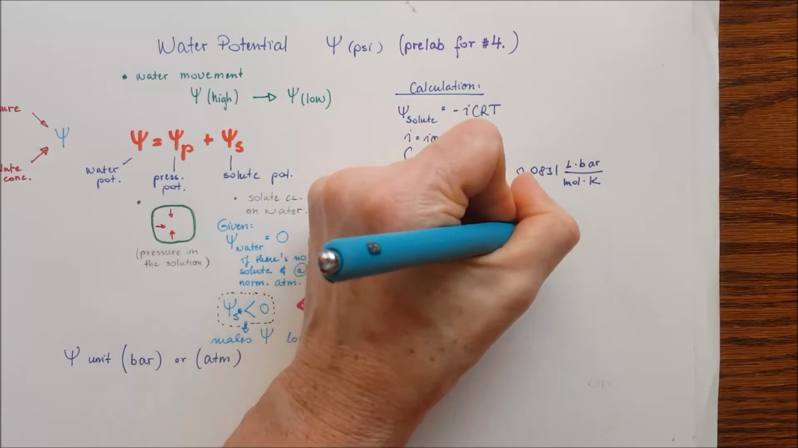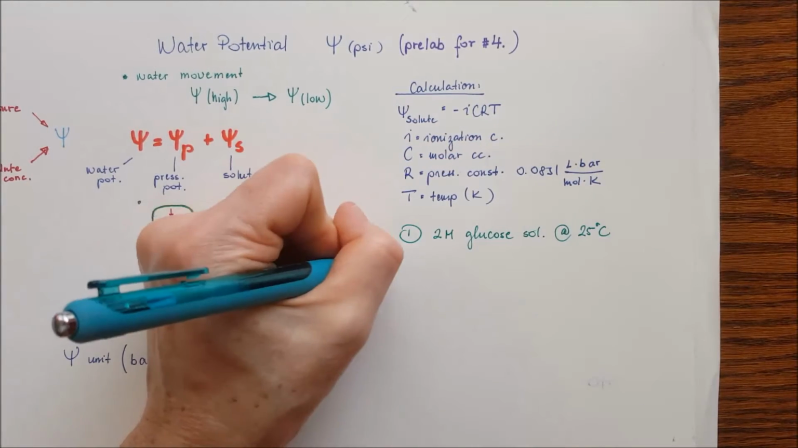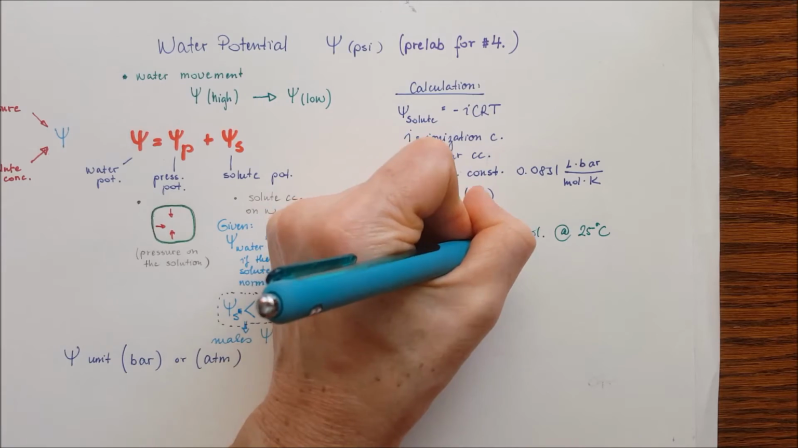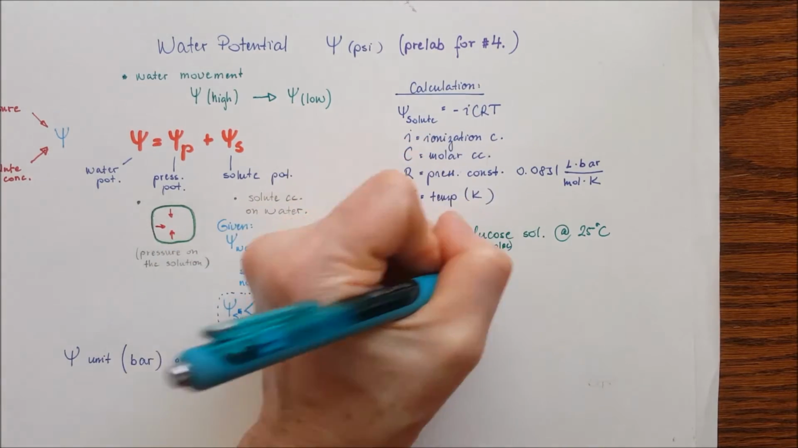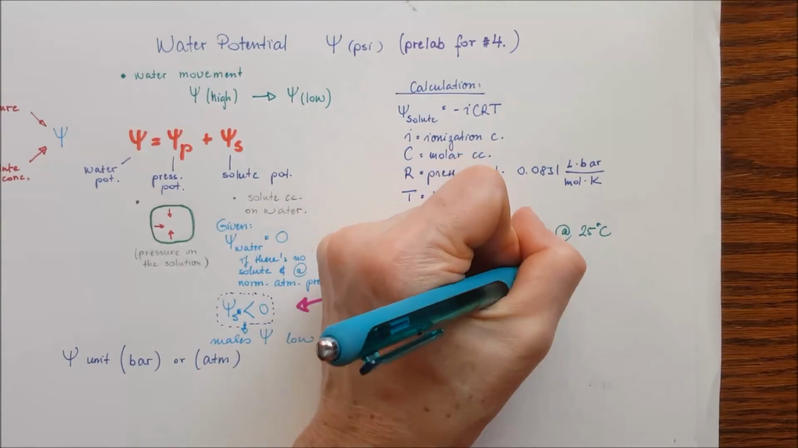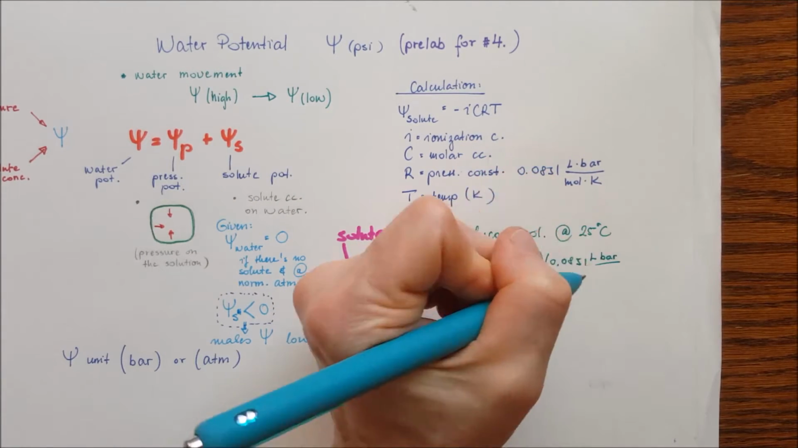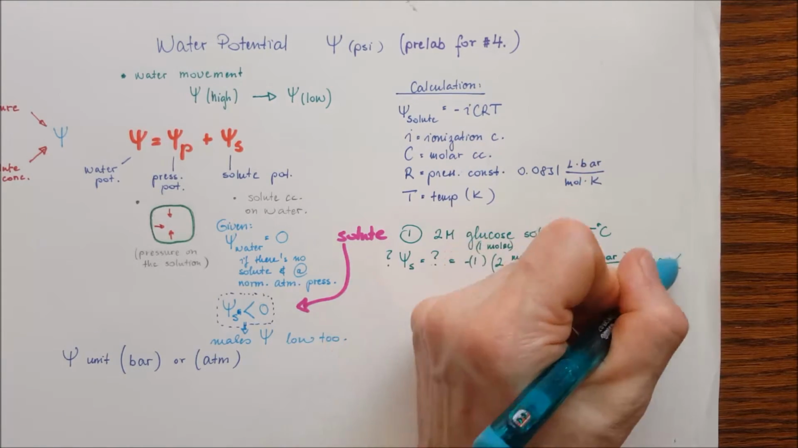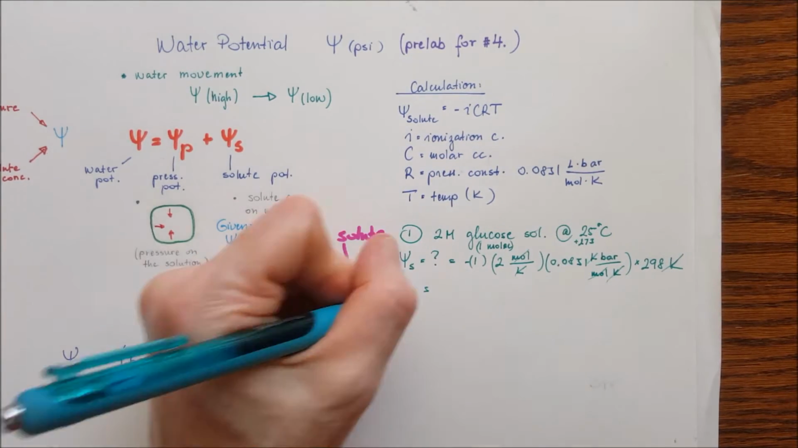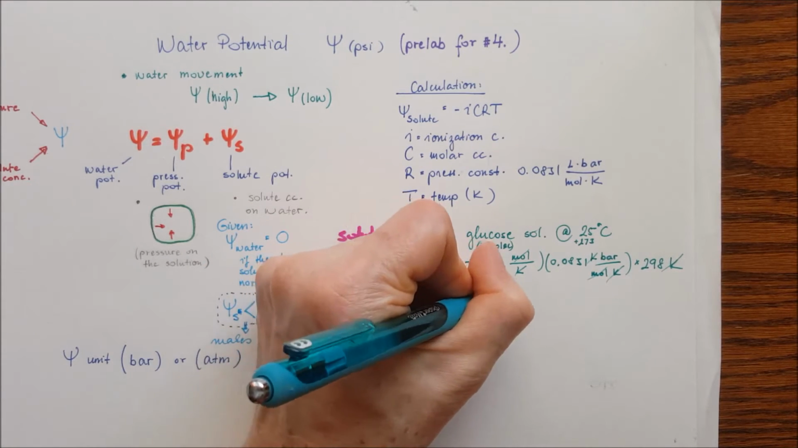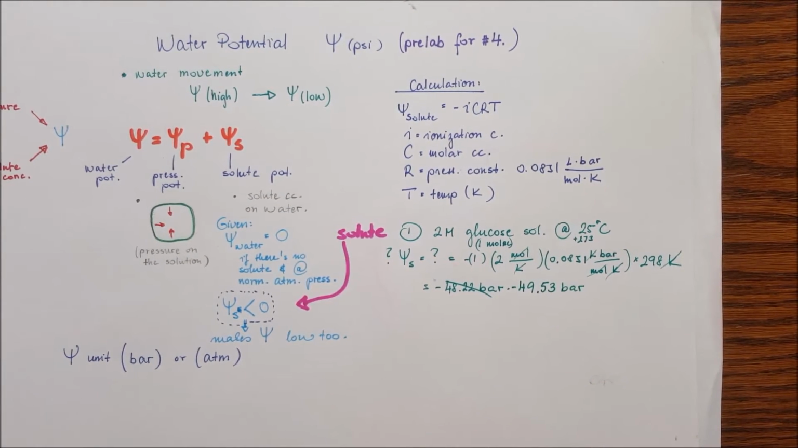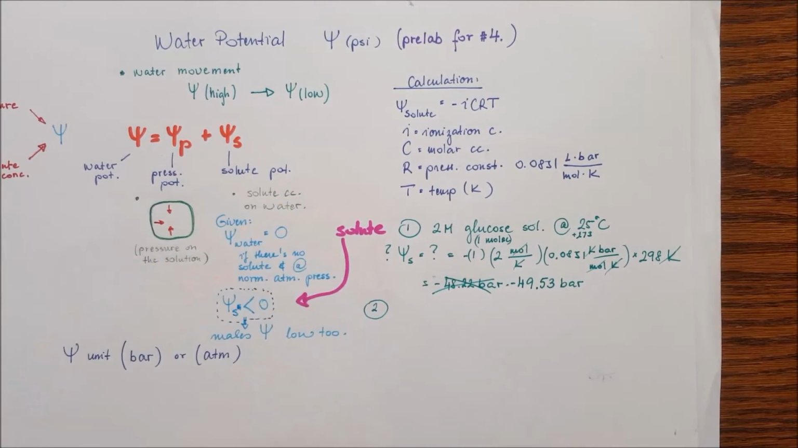So, problem 1. We have a 2 molar glucose solution at 25 Celsius. Let's find out the solute's potential of that solution. So, you just plug into the equation very fast. And I made a mistake at the first calculating out, so we will wait a little bit. It's not going to be 48.22, but it's going to be minus 49.53 bars.